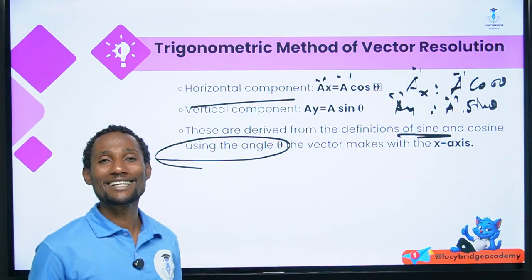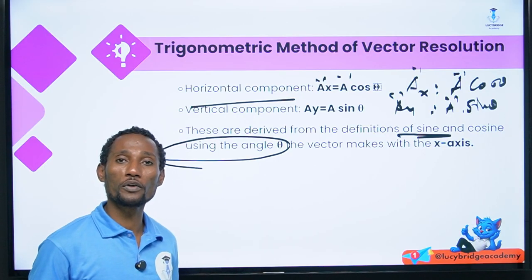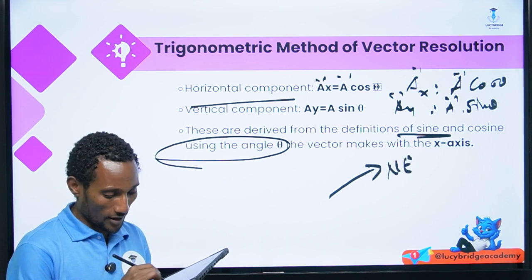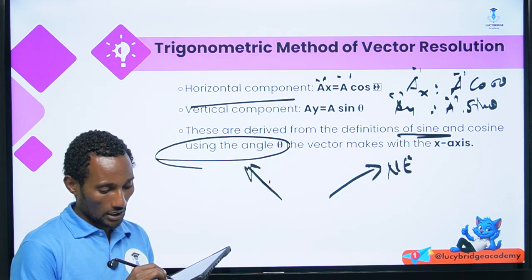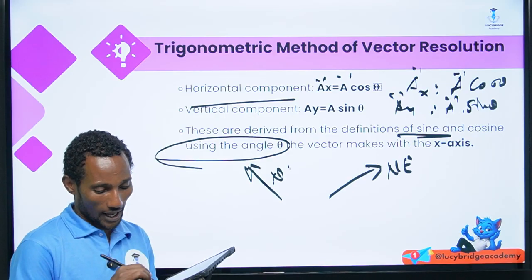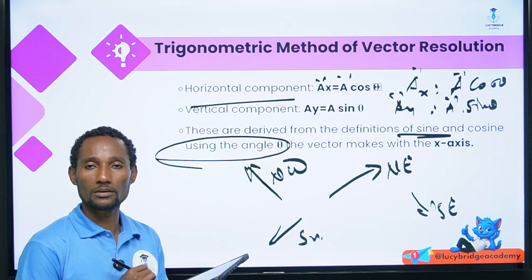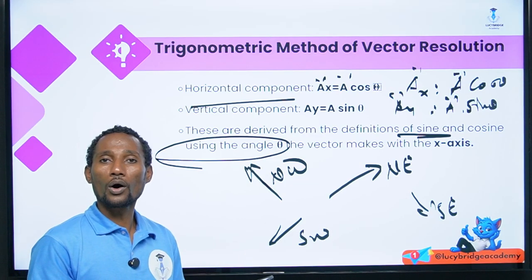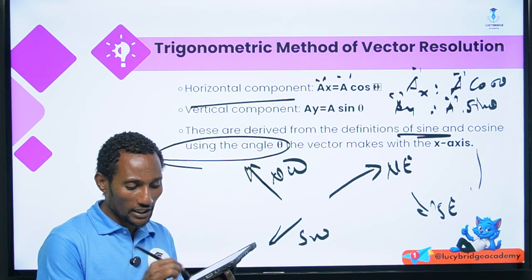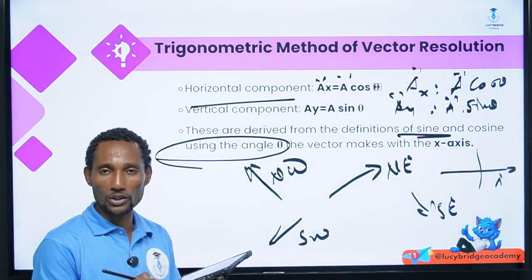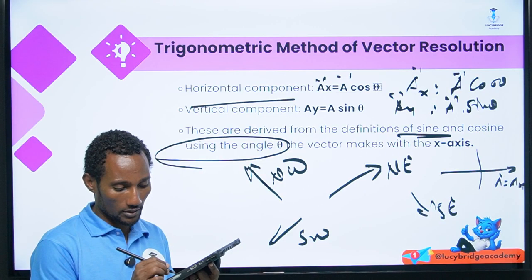Then, having this, the position of the vector may be in the northeast, northwest, southeast, or southwest, or simply on the horizontal and vertical axis. If a vector A is on the horizontal axis, that is the same as Ax only.